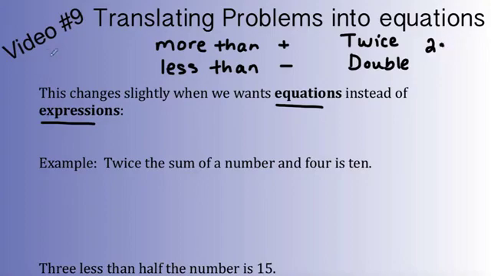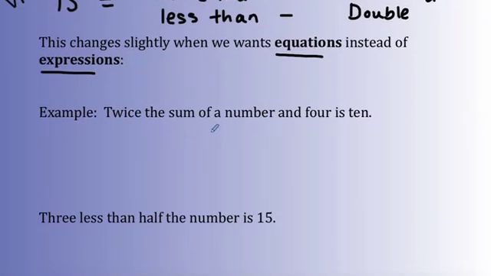All right, and then the last thing I need to throw in is the word is. Is in math means equals. It means that whatever you're saying is equivalent to something else. So here's an example. It says twice the sum of a number and 4 is 10. So I see that word is.